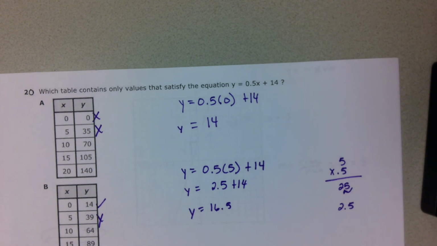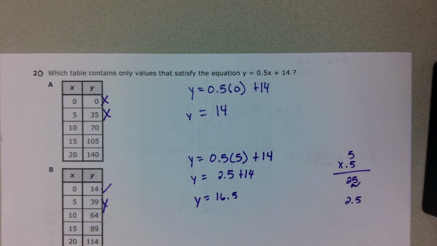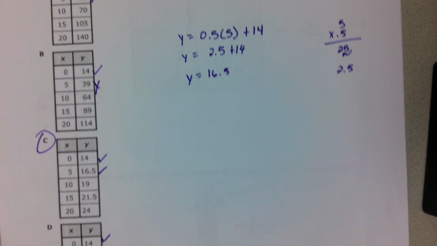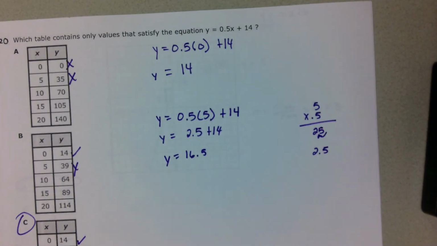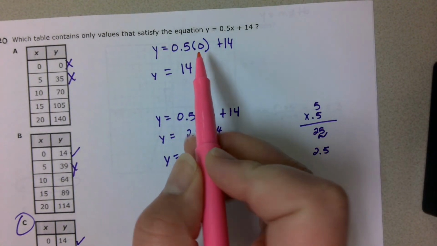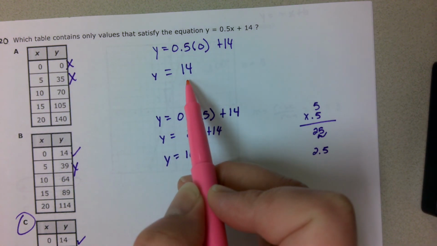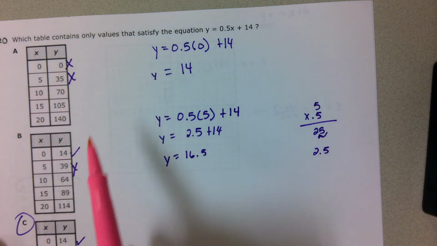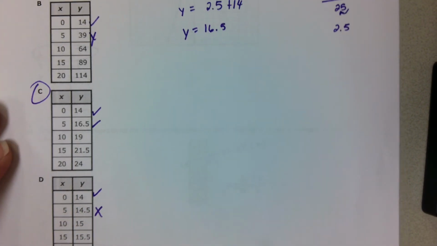Number 20, which table contains only values that satisfy the equation y equals 1/2 x plus 14? So again, I had to substitute some values. 0 is in every single one of my tables, so I started there. Substitute 0 in there. 1/2 times 0 is 0, plus 14 is 14. That one's not correct, possibly, and possibly. So I have 3 choices still.